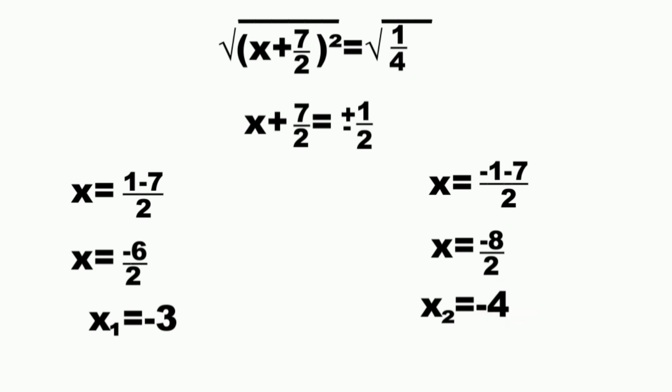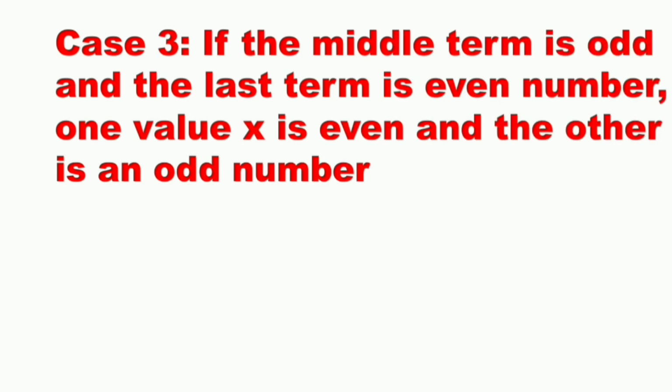So in case number 3, if the middle term is odd and the last term is an even number, one value of x is even and the other is an odd number. And if the middle term is an odd number, we are dealing with a fraction that has a denominator of 2.